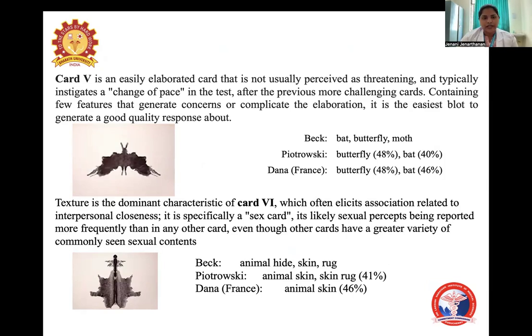Texture is the dominant characteristic of card 6, which often elicits associations related to interpersonal closeness. It is specifically a sex card, with sexual percepts being reported more frequently than on any other card, even though other cards have a greater variety of commonly seen sexual contents. The common response is animal hide, skin, or rug.